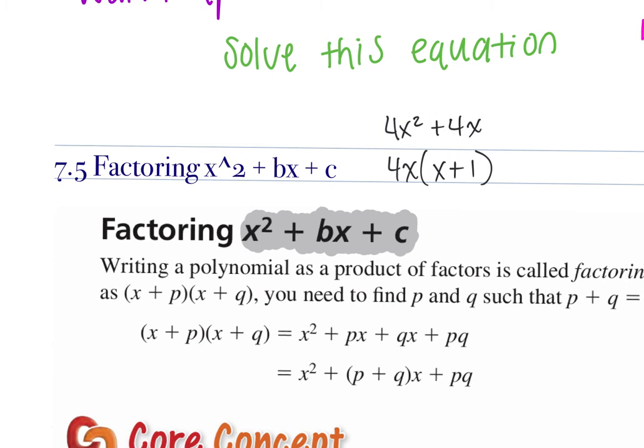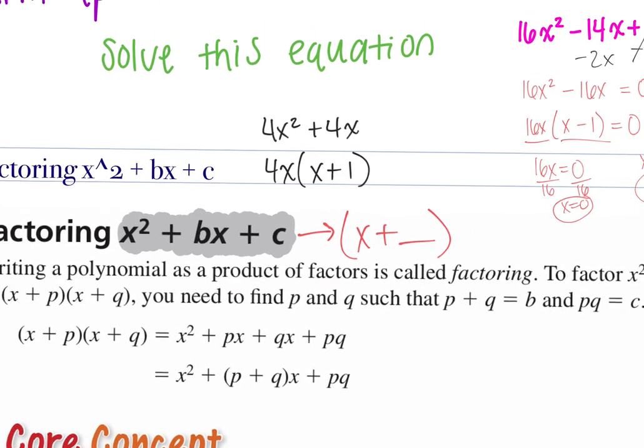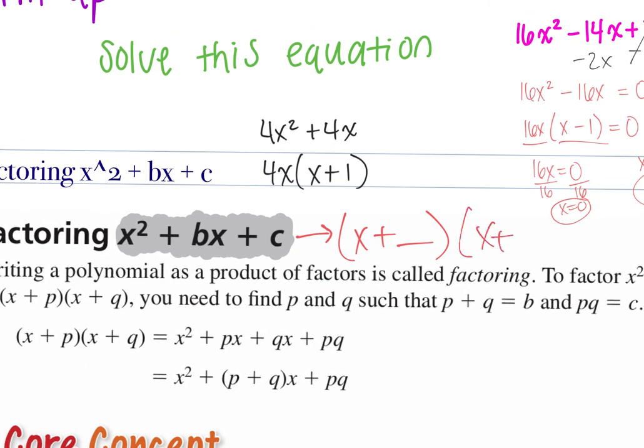And there's actually a really easy way to do it, okay? But I just want to walk you through what we're doing today. So I want you to draw a little arrow. We are going to change this into x plus blank times x plus blank. We're going to get two binomials that when you multiply them together, they give you that trinomial, okay? So it's essentially the opposite of foiling.